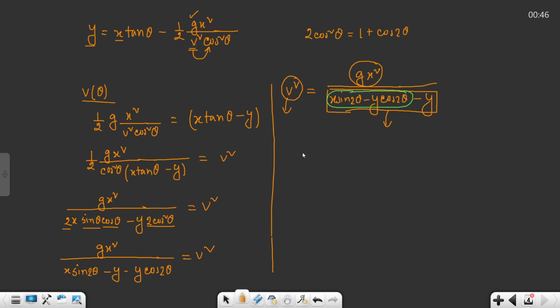So here comes basic trigonometry. If you have a function like this, let's say this is a function f of theta, then f of theta can only assume values within this.